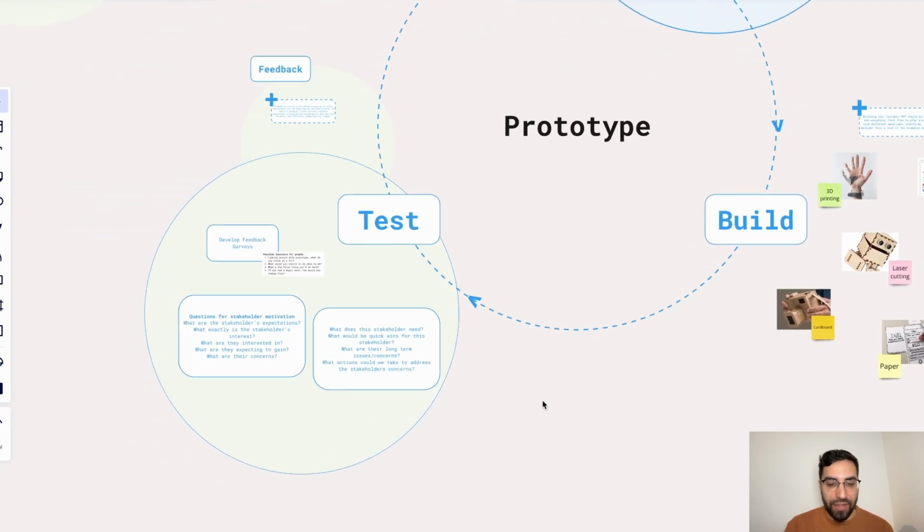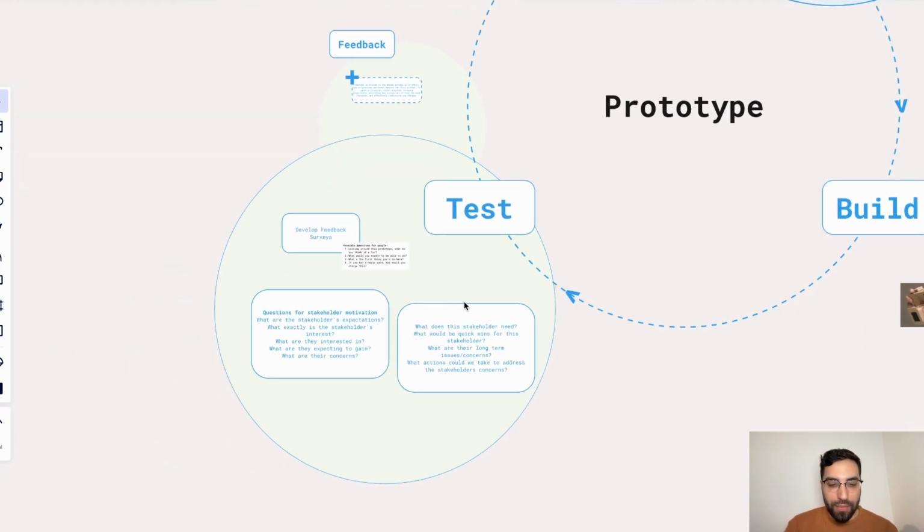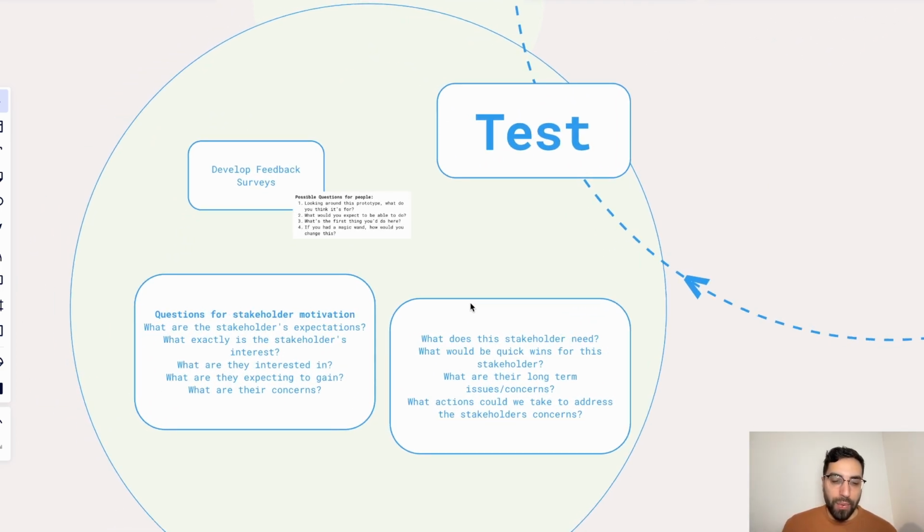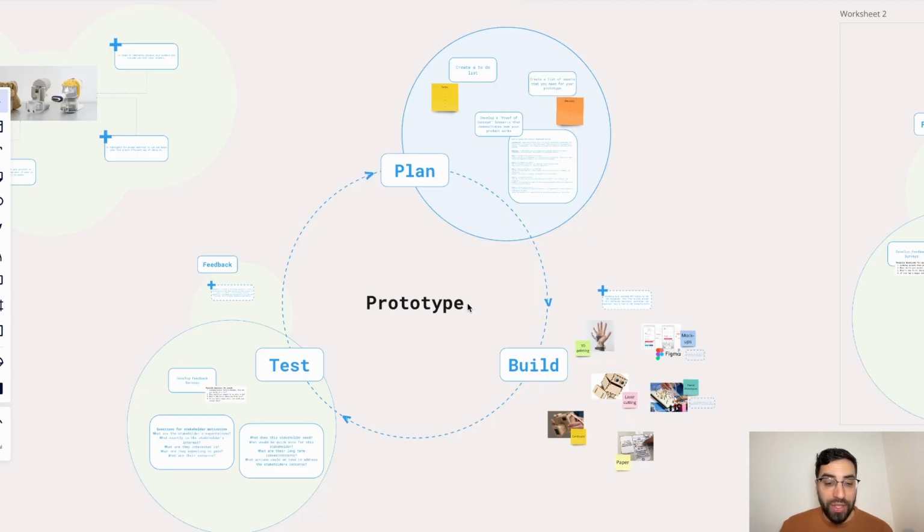And finally, after you have your minimum viable product, that's when you are testing the product, and that's where you're gathering feedback. A good way to gather feedback is to create surveys. So really ask your target consumer what their expectations are, what they're interested in, what they're expecting to gain from interacting with your solution, and many other questions. And if you need to iterate, then you can go through the planning phase, the building phase, and the testing phase again. And you do this until you feel like you have covered all of the problems that your solution has. And that is it for the prototyping phase.